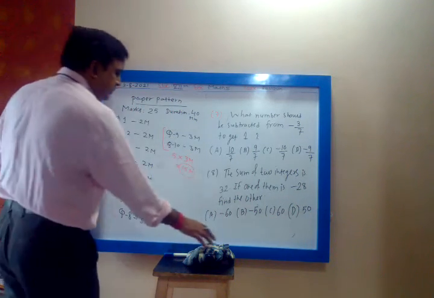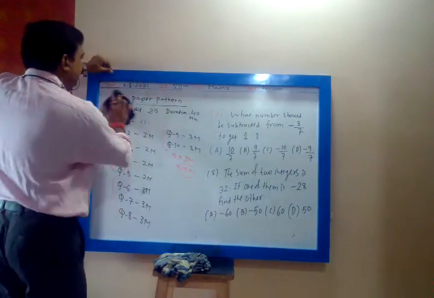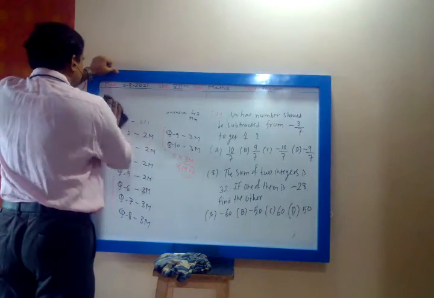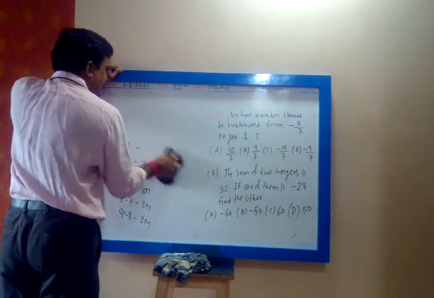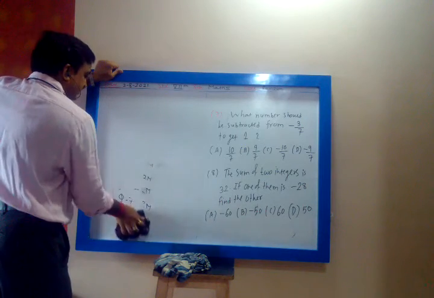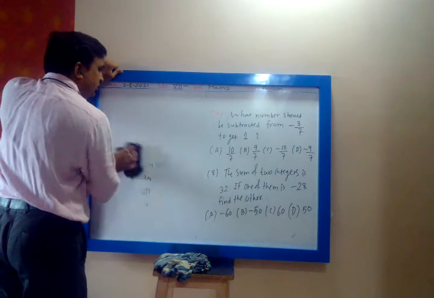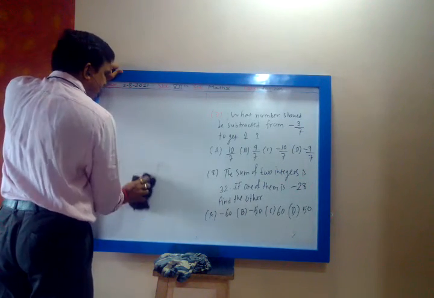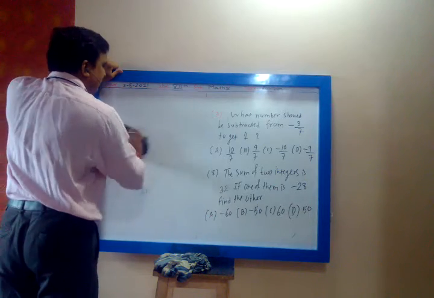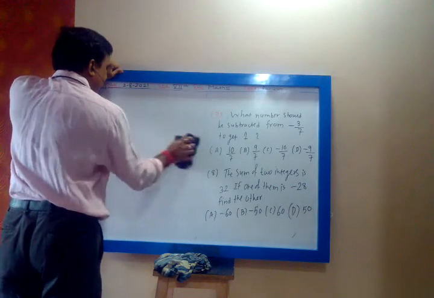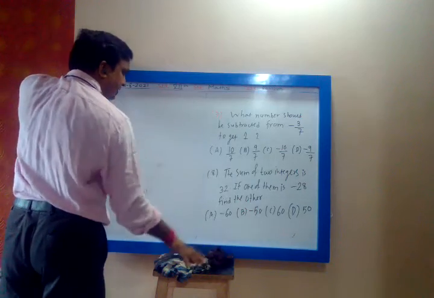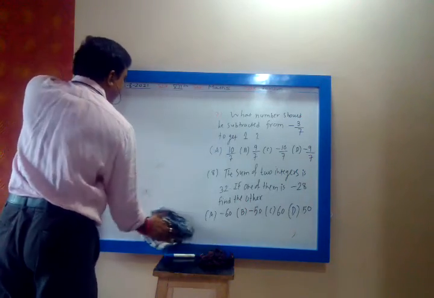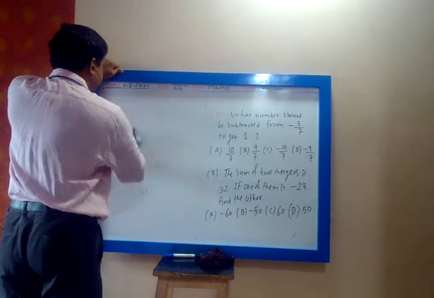Let me give one more problem if you want, because 5 minutes are there. Even I can take one. 7th one. What number should be subtracted from minus 3 by 7 to get plus 1?